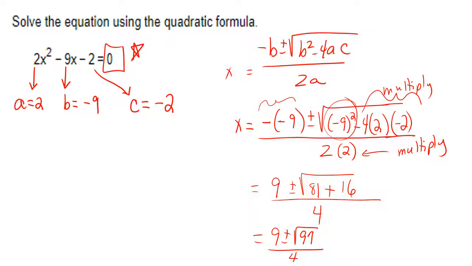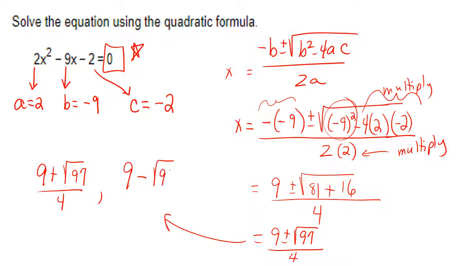Now this answer represents the two solutions. However, I need to see if that can be reduced, or if that can be simplified with the radical. If you think about the 97, it's a prime number, so it cannot be simplified. So the two answers would be 9 plus square root 97 over 4 and 9 minus square root 97 over 4.